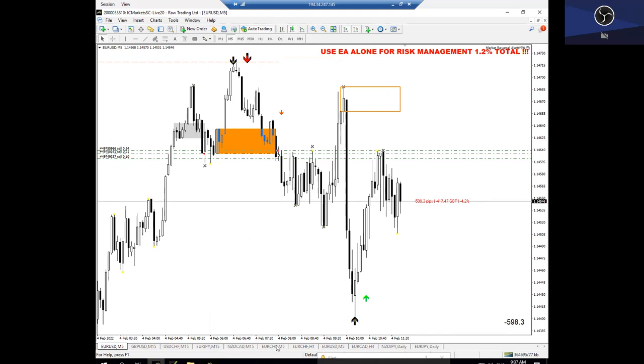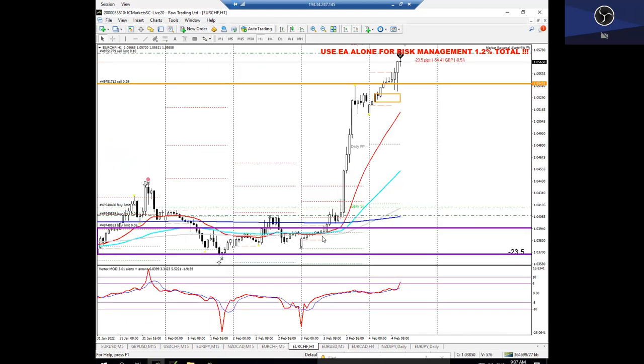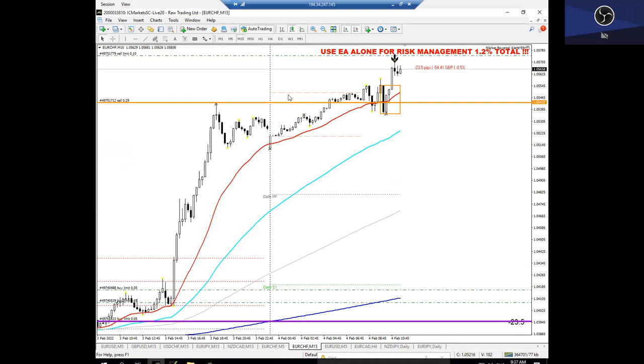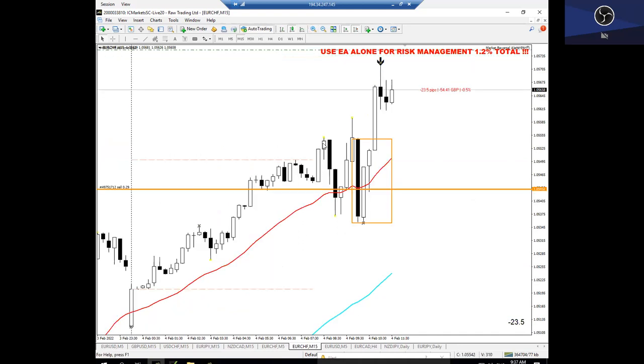So another example would be Euro Swiss. Euro Swiss had a break of market structure that was about 7:30. It broke this order block here. With that one, yeah, I believe that's the one, because this is the entry right there.